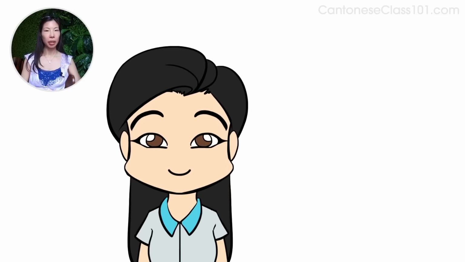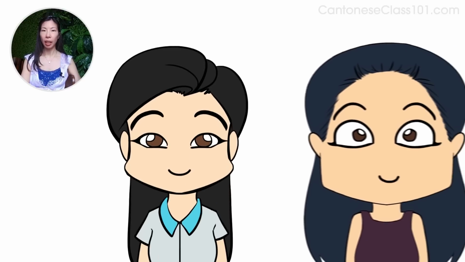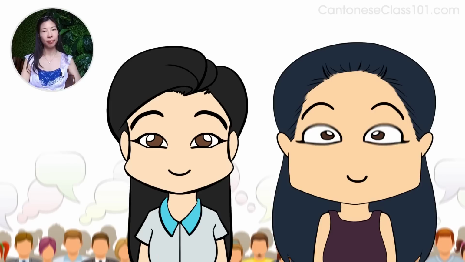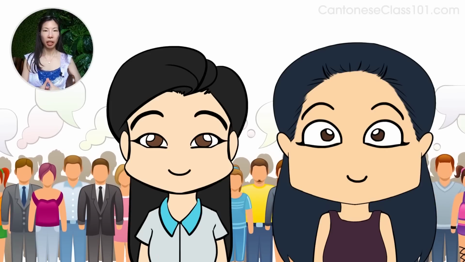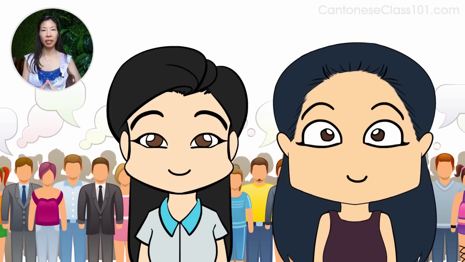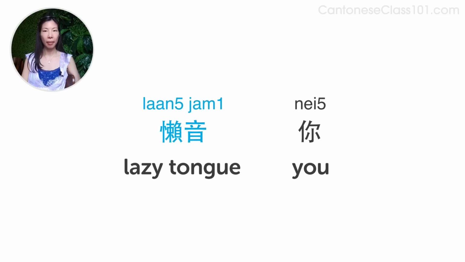Pronunciation among native Cantonese speakers in China can be different from that of Cantonese speakers in Hong Kong. A lot of people in Hong Kong, especially the younger generation, use a lot of their own conversational slang and tend to speak what they will call lan yam, meaning lazy tongue. An example is the word you. The right way to pronounce it is nei, but in Hong Kong, many people pronounce it as lei.